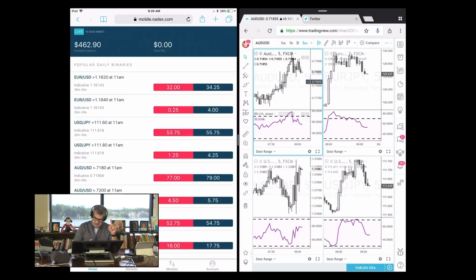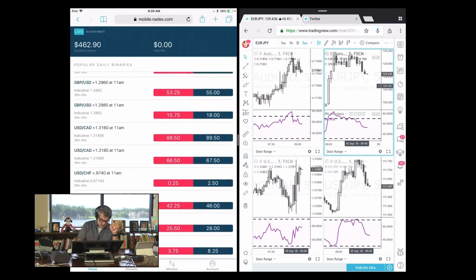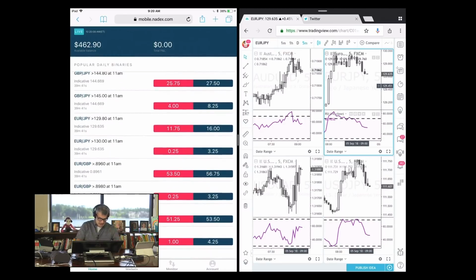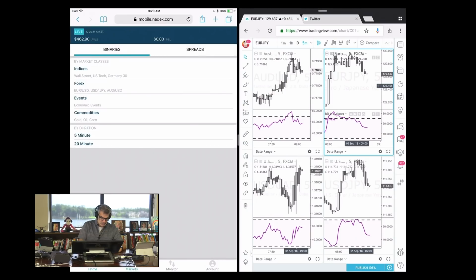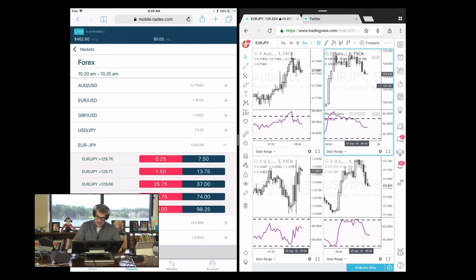I love this euro yen. What do we got going on here? I like bearish stuff on the euro yen. Okay, euro yen, here we go. Home, markets, 5 minute, euro yen. I like, no, I don't really love that.